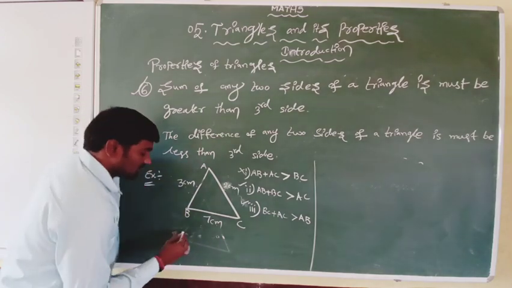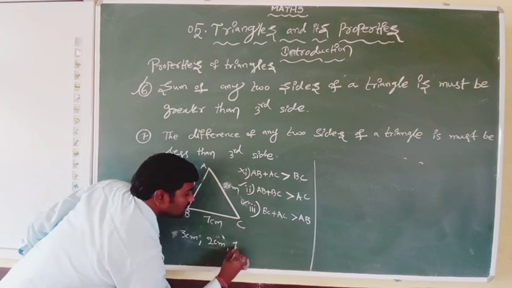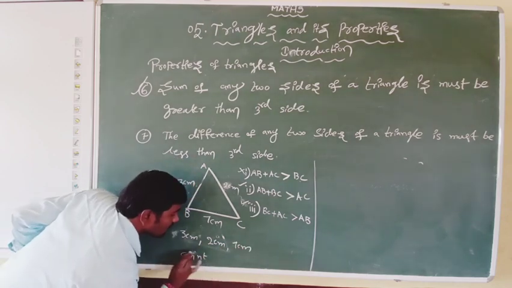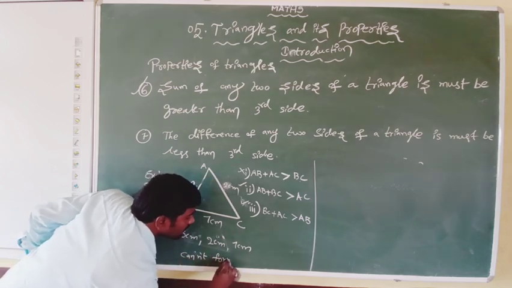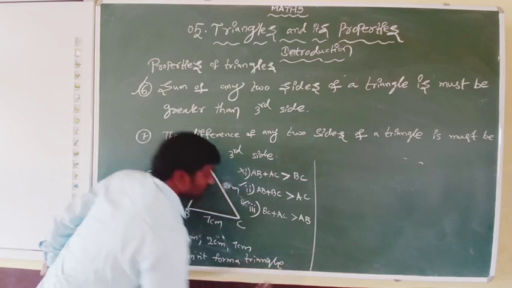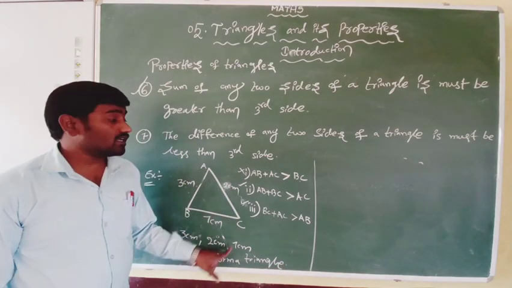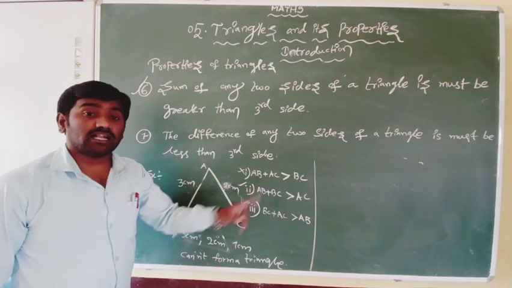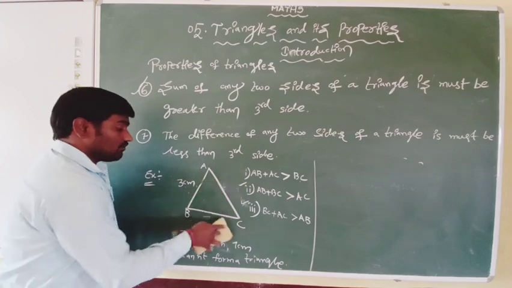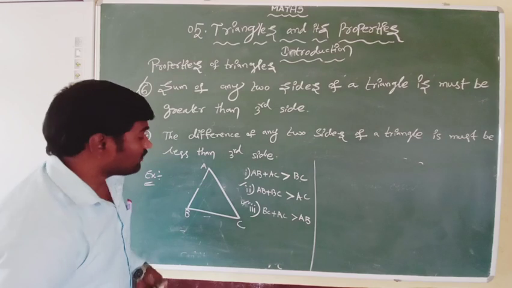Hence these 3 centimeter, 2 centimeter and 7 centimeter cannot form a triangle. These three given measurements cannot form a triangle because one of the conditions is not satisfied. Okay, remember this. These three measurements must follow it. And let me give you one more example.